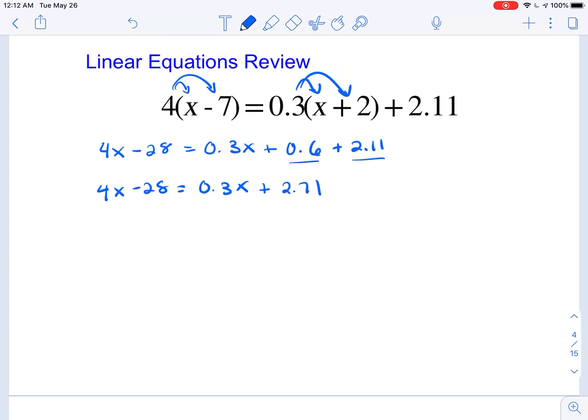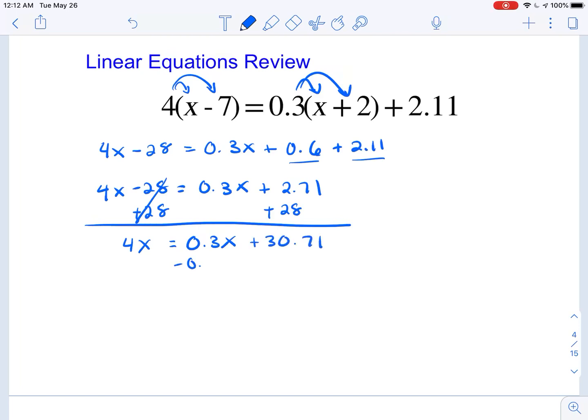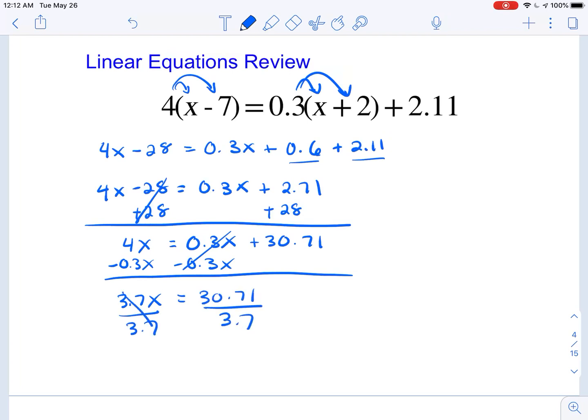Okay, and last but not least, isolate my variable. So I like to always move my constants to my right-hand side. Oops, plus on both. And my variables to my left-hand side, but again, it does not matter. I get plus 30.71, subtract 0.3x. I get 3.7x. Divide by 3.7, and I get 8.3.